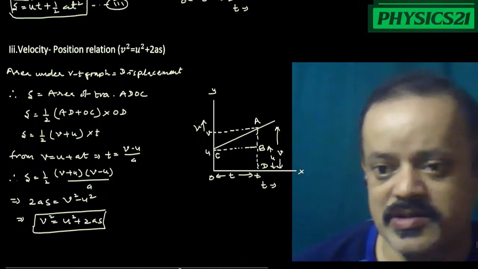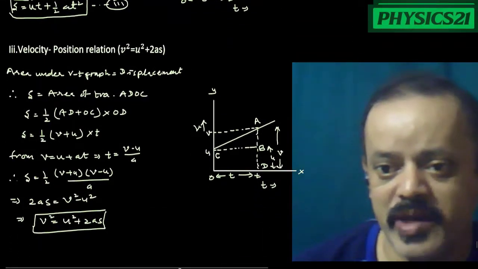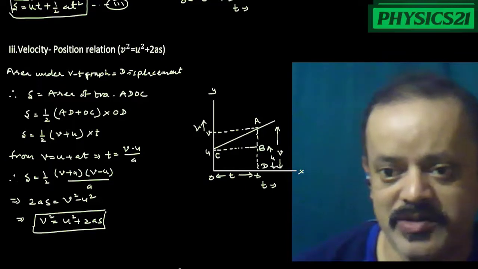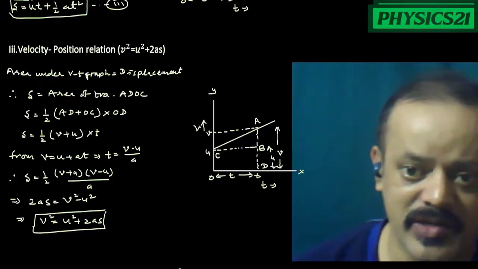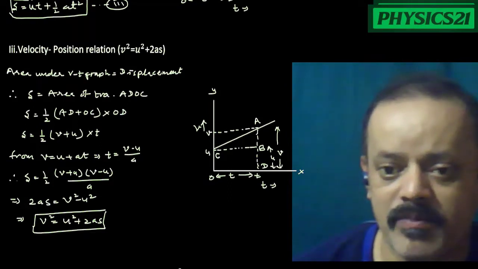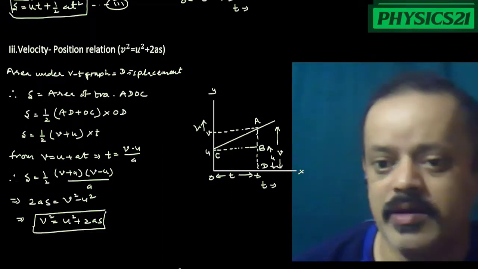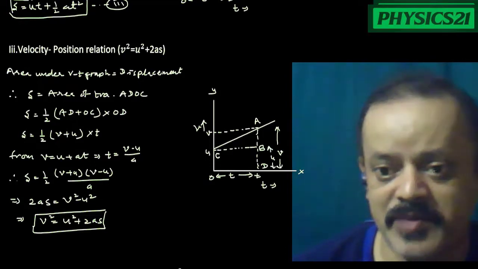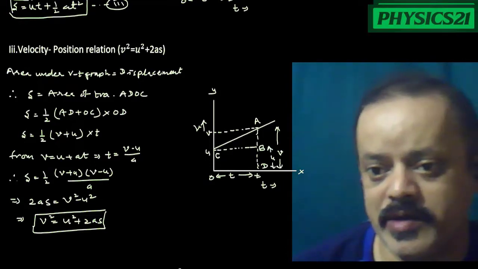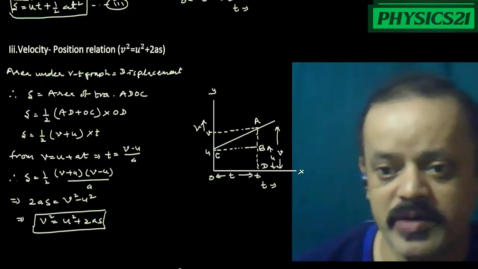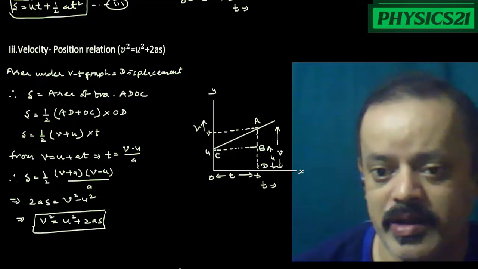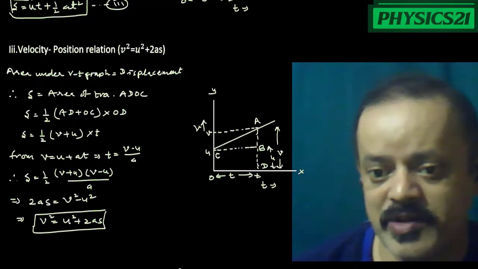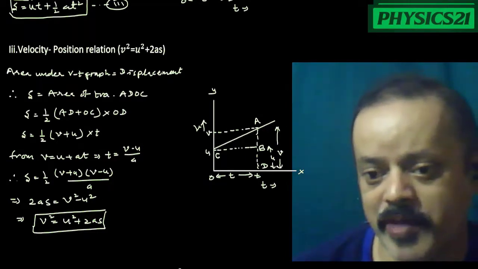Now we will also derive the third equation of motion, v squared is equal to u squared plus 2aS, by the graphical method. The v-t graph will be used to derive this relation also. Here, the initial steps are very similar to those used in the derivation of the second equation of motion. The area represents the displacement. The area of the trapezium gives S is equal to 1/2 (v plus u) multiplied by t.